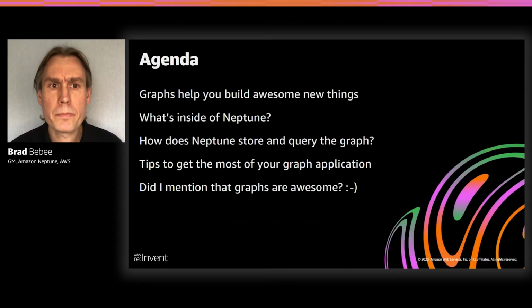Graphs are awesome. And the reason that they're awesome is graphs allow you to use the relationships in your data to do new things. Today, we're going to go through what's inside of Amazon Neptune and how it works. We're going to talk about how Neptune stores graph data and evaluates graph queries. We'll provide a few tips for you on building high-performance graph applications. And did I mention that graphs are awesome?